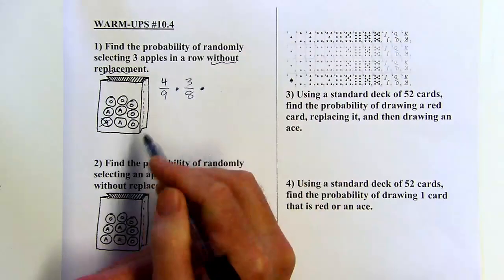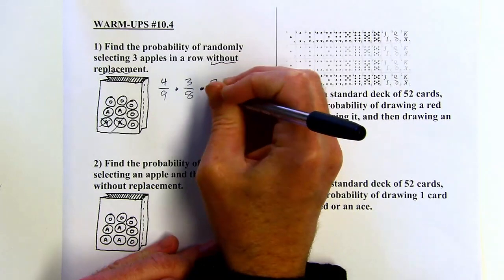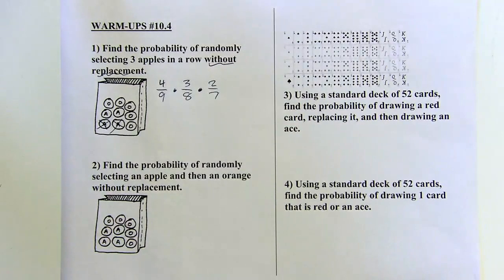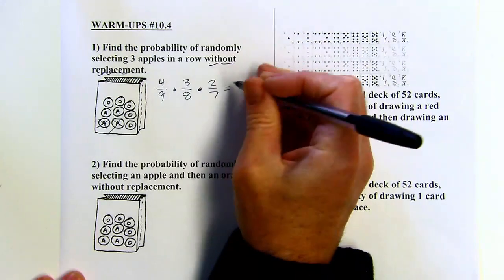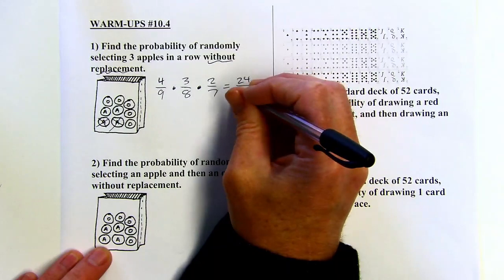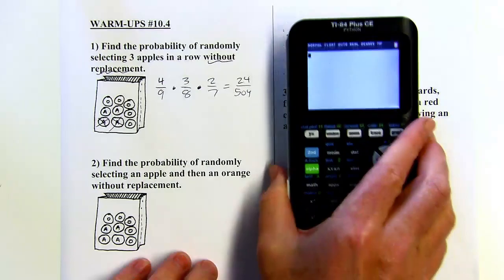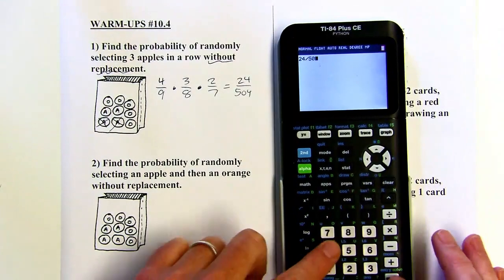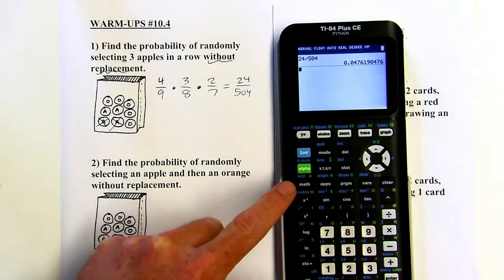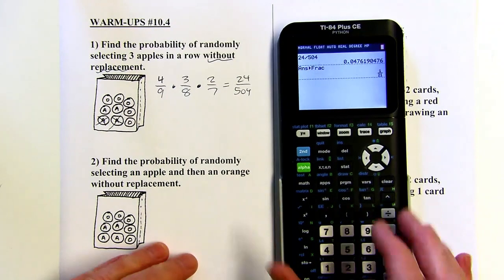And then a third time, so now with 2 apples gone, there's only 2 apples left and 7 pieces of fruit. Okay, and then we multiply that all together. So let's see, 4 times 3 times 2 would be 24, and 9 times 8 times 7 is 504. And I can definitely reduce those. So I'm going to quickly reduce this with my calculator. 24 divided by 504, that's a decimal now, but I'll change it into a fraction by hitting math, and then fraction, and now it's 1 over 21.